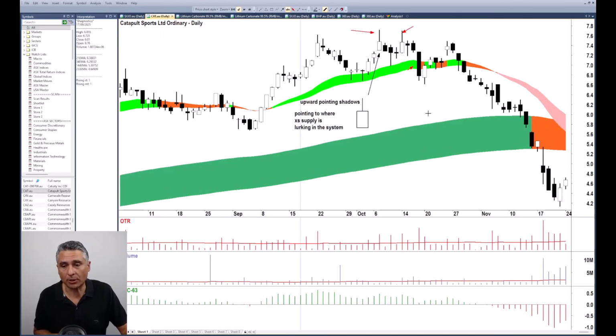Downward pointing shadows are just the opposite, pointing to where there's potentially excess demand in the system. If you can unlock that little nugget of information and really incorporate it, make it your own, you are going to look at candlestick charts completely differently. And here's another example of where the demand side is coming back in. We can almost see this move through here perpetuated by those shadows telling us where that latent demand or supply is lurking.